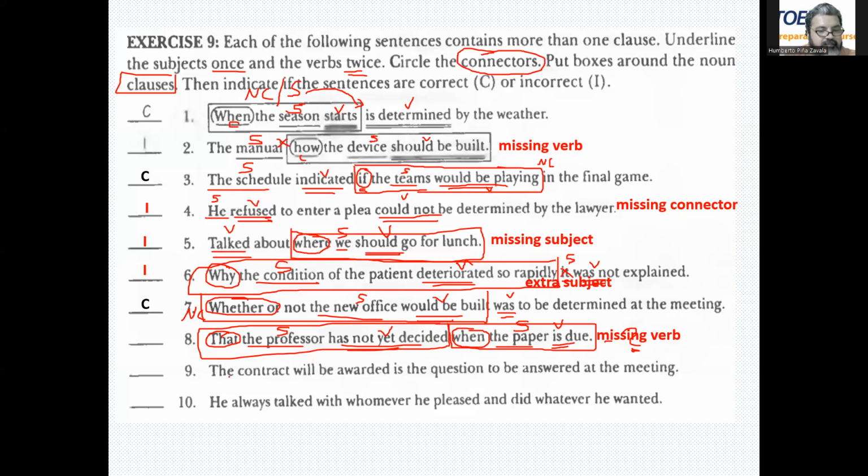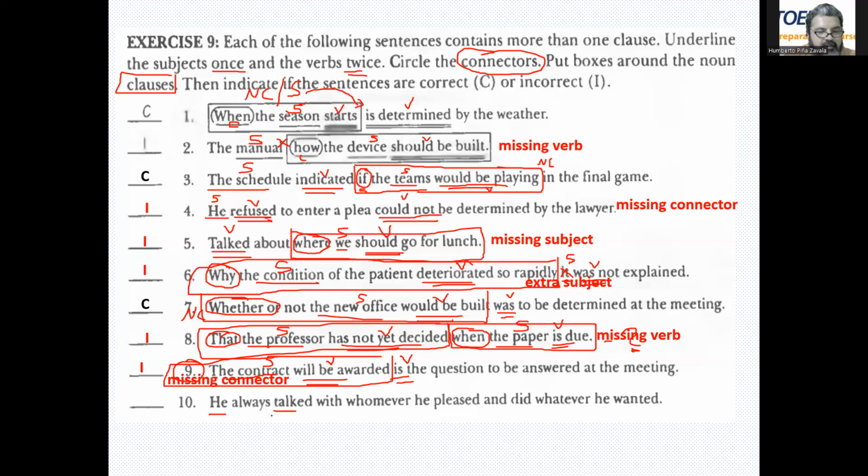Okay. "The contract will be awarded is the question to be answered at the meeting." So here we're missing the connector, whether or if: whether the contract will be awarded is the question to be answered at the meeting. So we're missing a connector here, some sort of connector.